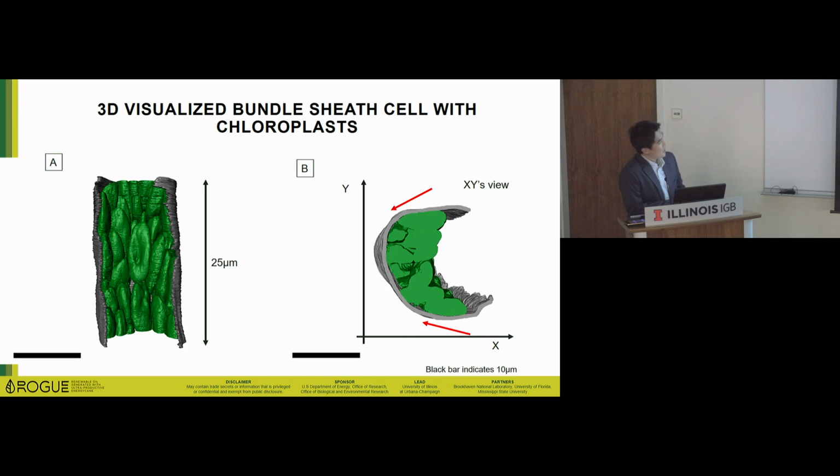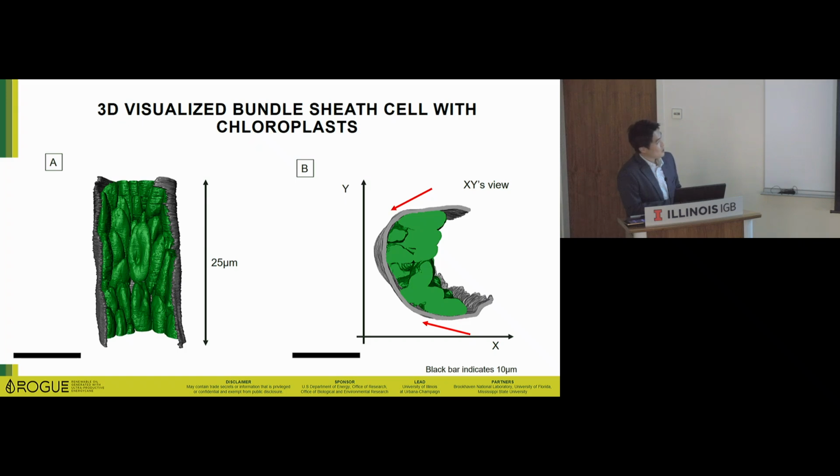As you can see in panel A, the bundle sheath cell chloroplasts are very highly packed in the bundle sheath cell. They are very compact, very tightly put against each other, and approximately within our sampling depth, per 25, there are chloroplasts counted in one bundle sheath cell.